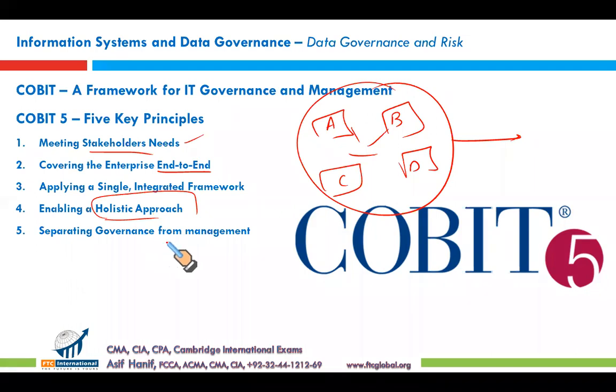Then separating governance from management. This is a very important distinction. You must learn what this distinction is. Governance and management. Governance involves strategic direction. Governance involves deciding in what direction we want to go, and then keeping an eye, watching.